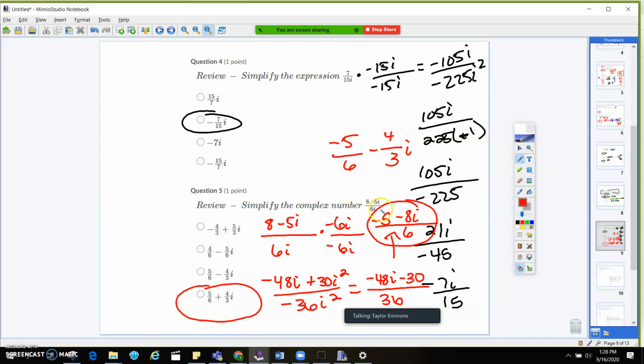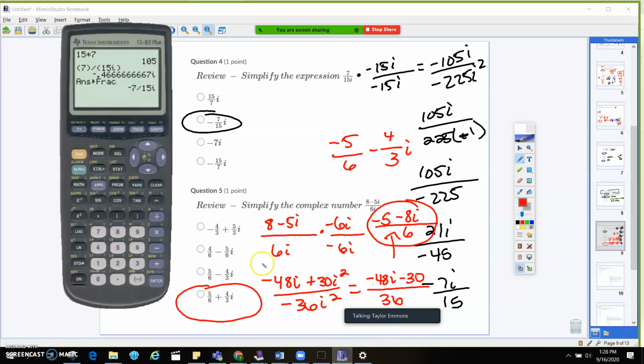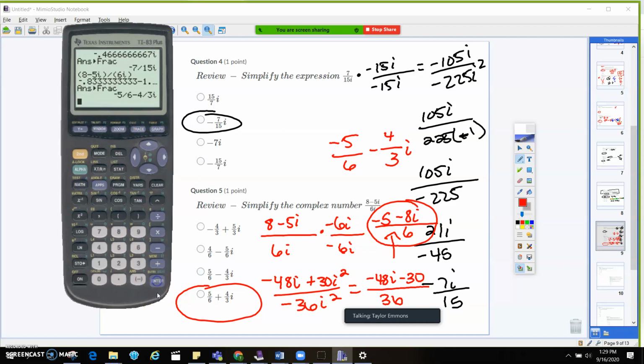Okay? If you're sitting there and you're like, I don't want to do that. I want to check my answers and be done. Guess what? If you type this into your calculator, I bet it will do it for you. You've got to make sure you use parentheses in the top, and you've got to make sure that you use parentheses in the bottom. Okay? Again, this gives me it in like some weird form. So I'm going to hit math, enter, which is going to give me the fraction. And look, it gives me negative 5/6 minus 4/3 i. Okay?